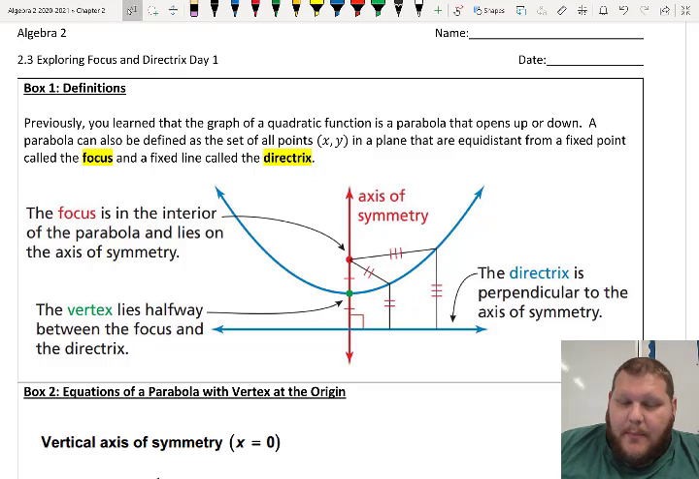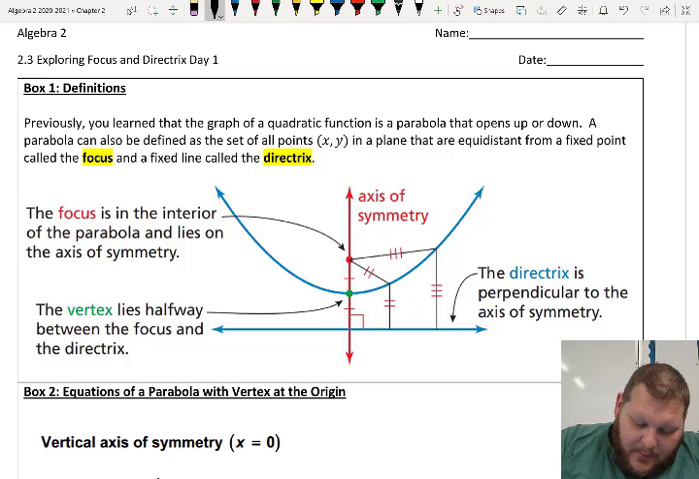So if we took a point, which we'll call the focus, and a line, which we'll call the directrix, all of the points on my parabola have to be the exact same distance from those 2 things. So what we call them, they're equidistant from that point, which is the focus, and the directrix, which is that line.